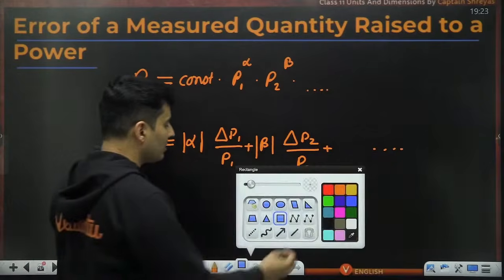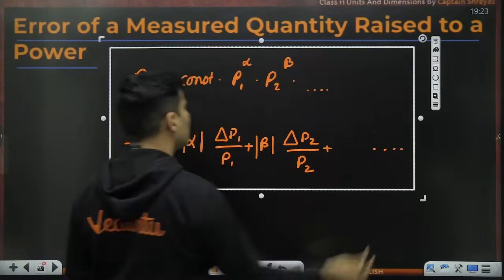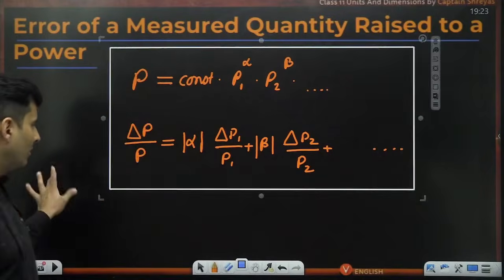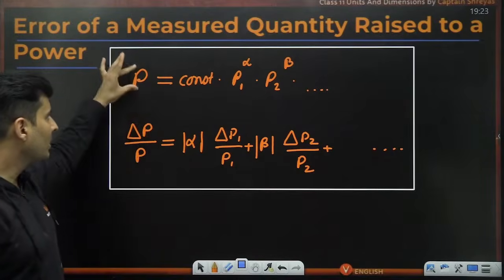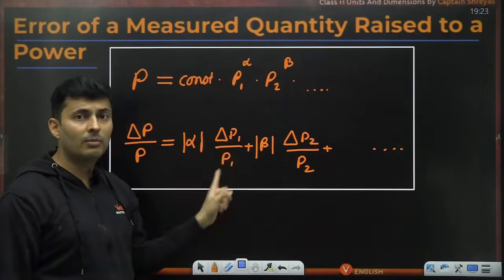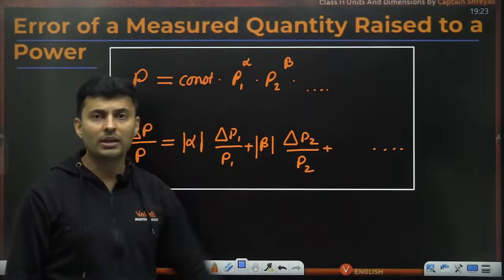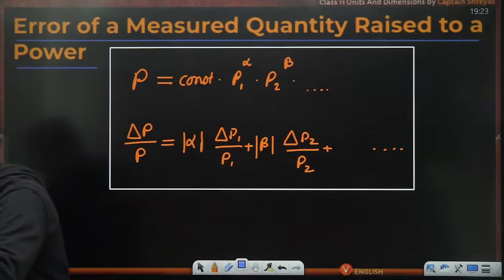Now, if I give you this formula, 100% you will not be understanding it. Sir, what have you exactly done? Please show me. Give me a demo. Don't worry. I will make you understand with a live example over here, but this is the formula. The relative error in the final quantity will be the modulus of the power multiplied by relative errors of each quantity. Add them up. That will be the final relative error.